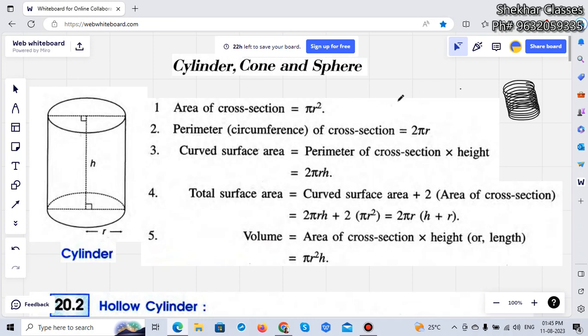Cylinder, cone, and sphere. So we would be learning the formulas of all these shapes in it. All these are geometrical shapes. So first of all, let's take the cylinder.